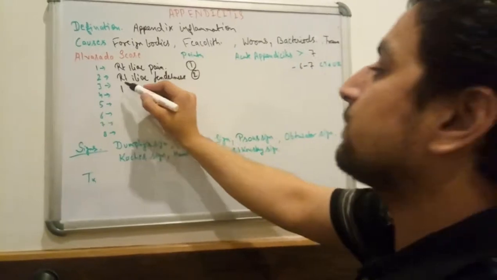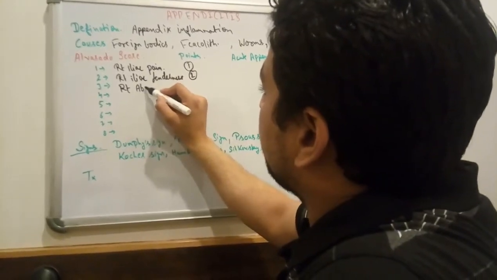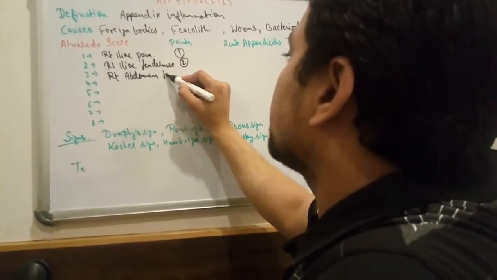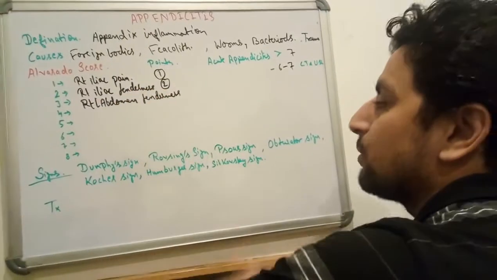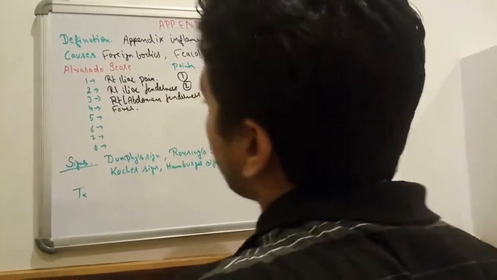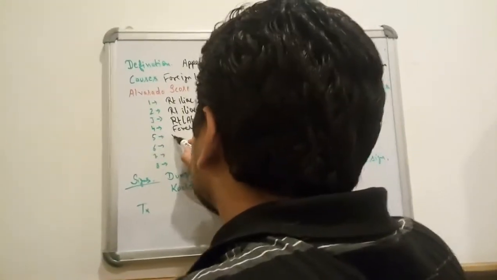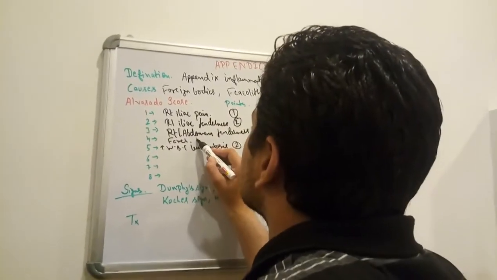tenderness, it carries 2 points, and right, I hope is visible for you, then right lower abdomen tenderness carries 1 point. Then fever, my dear friends, fever in appendicitis. If fever, then WBC counts increase, leukocytosis, L-E-U-K-O-C-Y-T-O-S-I-S, means the counts of WBC increases, it carries 2 points also, fever carries 1 point.